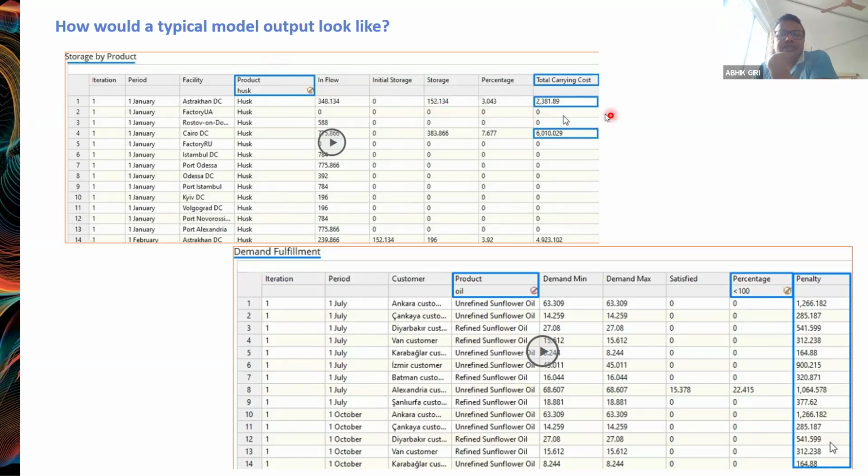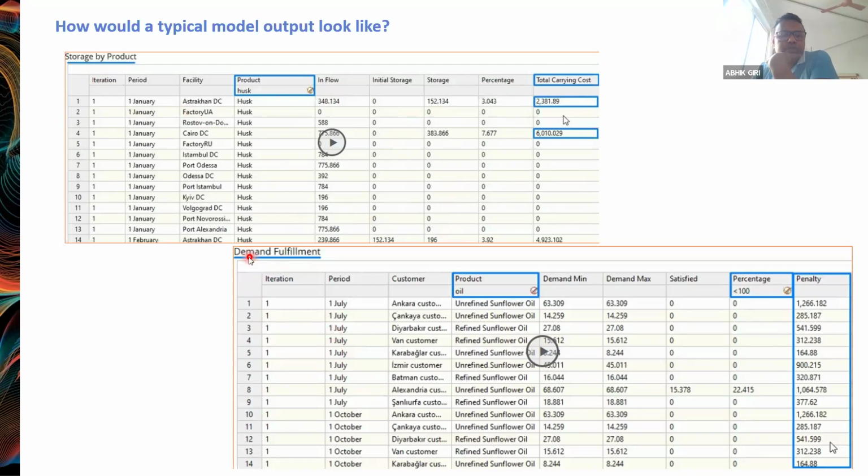I don't know what the percentage and total carrying cost are for this row. So this is for every product, the model output at a product level. For every product and every location where the product is stored, I have the total inventory holding cost, the initial inventory, the final inventory, and how much inventory flowed in on that day.